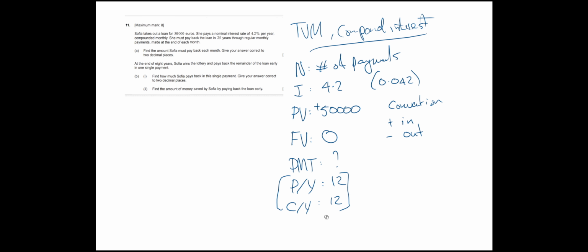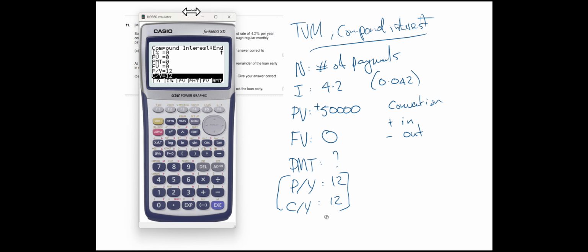So let's just put them in. The number of payments is 25 years times 12 payments, so it's going to be 300 payments. The interest rate is 4.2% per year. The present value is going to be positive 50,000. Payments, we don't know. Future value, we don't know, and I'm going to actually enter it.